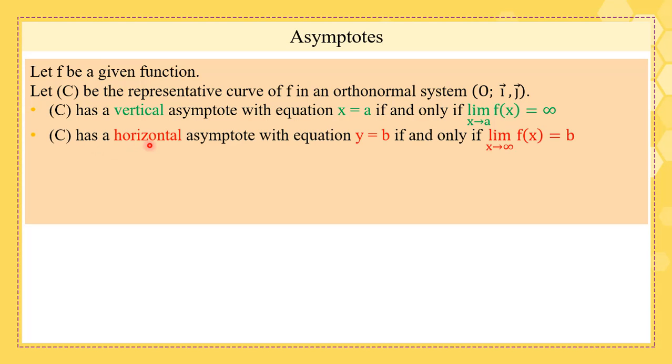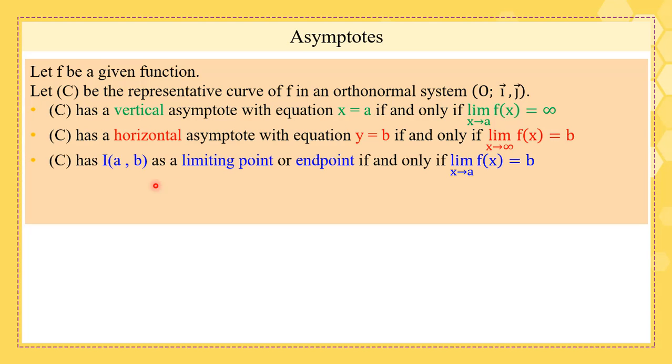And C will have a horizontal asymptote whose equation is y equals b if and only if the limit of f of x as x tends to infinity is b. And C will have point I whose coordinates are a, b as a limiting point or an endpoint if and only if the limit of f of x as x tends to a is b.